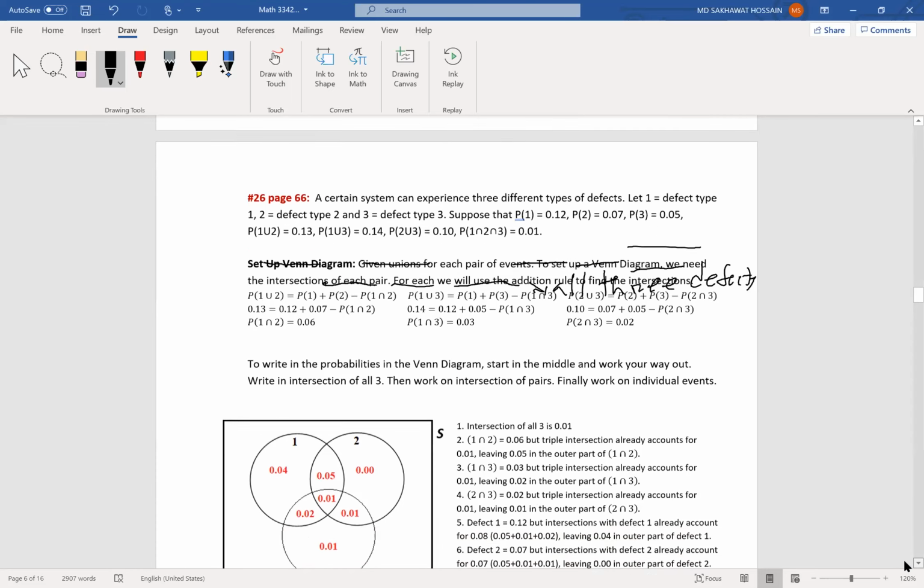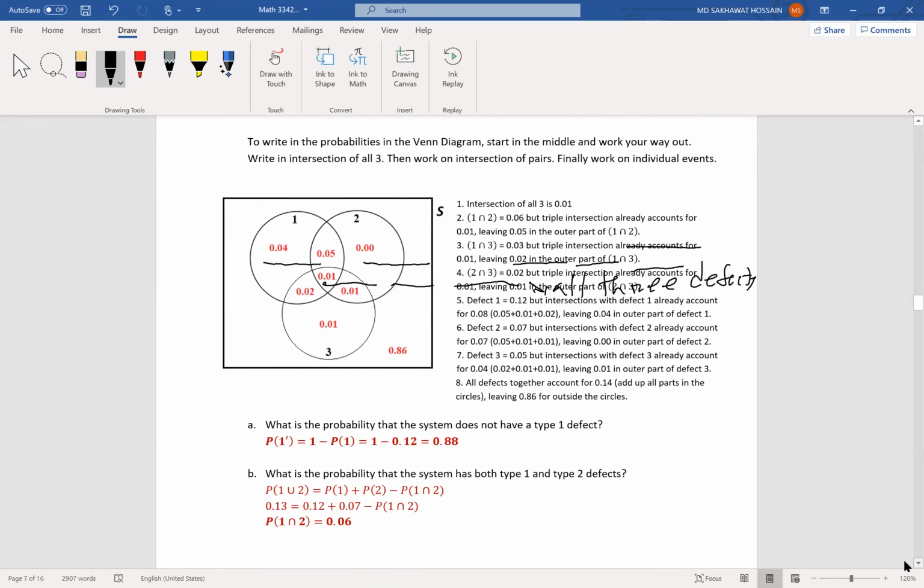Okay, so now the first question is, what is the probability that the system doesn't have a type 1 defect? So this is the complement of type 1 defect. So we are looking for the probability of 1 complement, which is 1 minus the probability of 1. So that's 1 minus 0.12, which is 0.88.